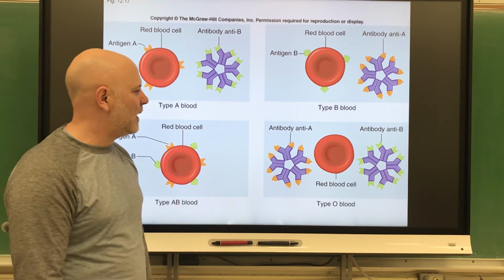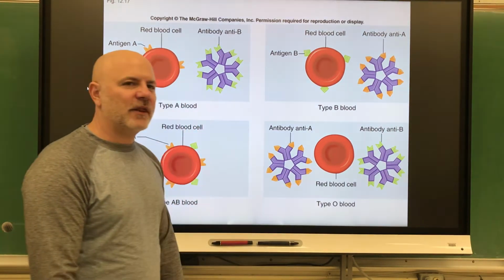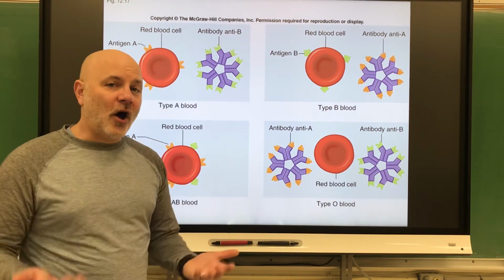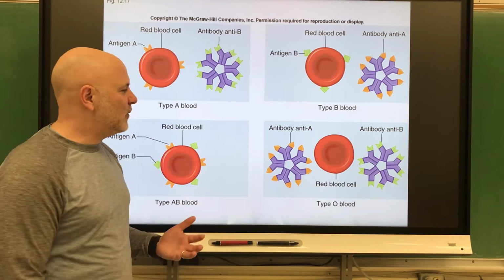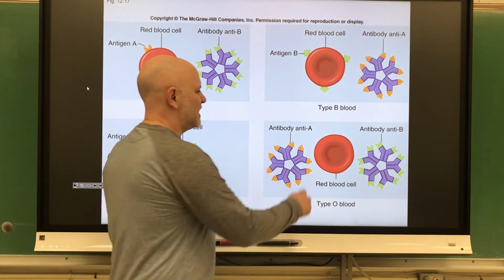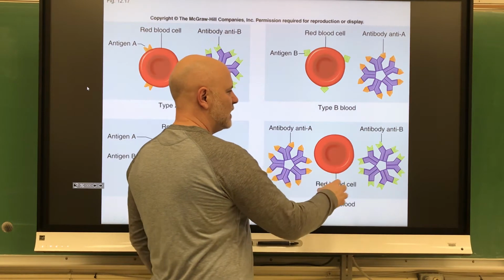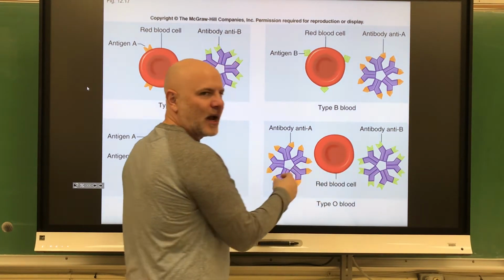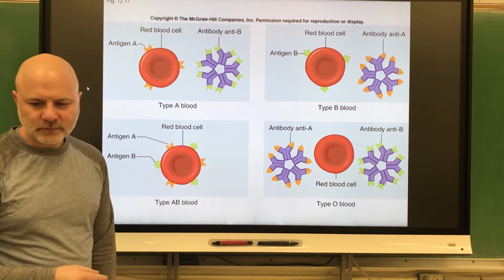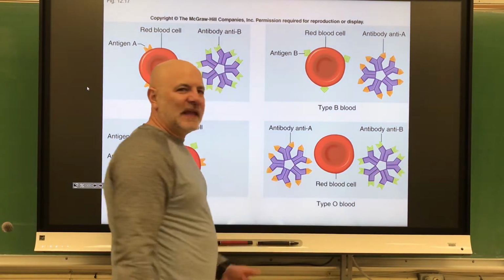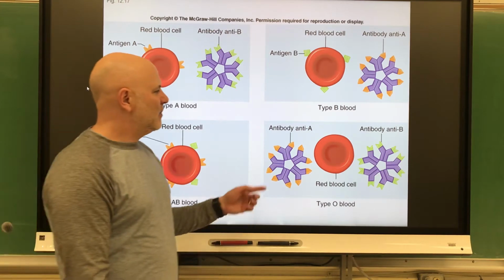Well, let's do that now. So if we look at O blood, one of the things you probably already know about O blood is it's a universal donor. We can all accept O blood. And the reason that we can all accept O blood is because there are no antigens on it. All right, so there's no antigens. There's nothing for an antibody to grab onto.